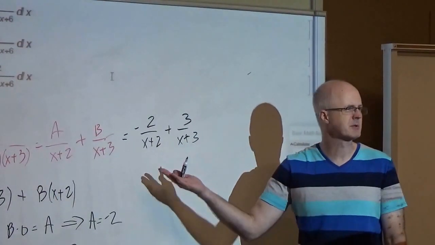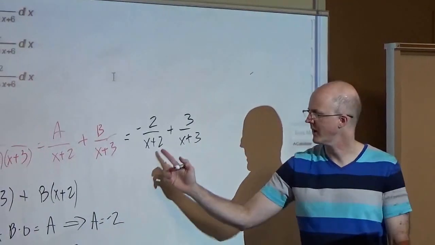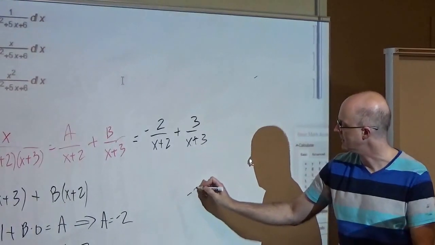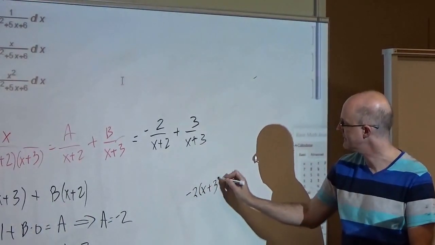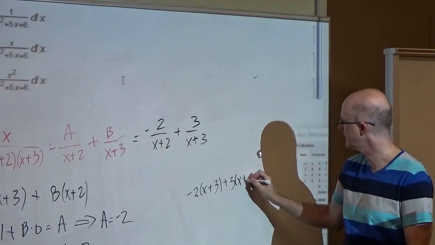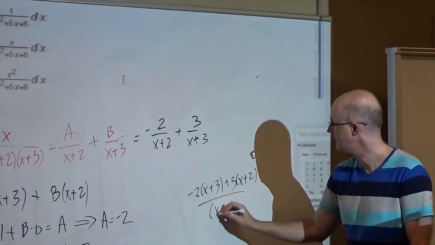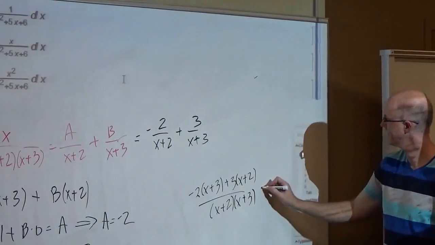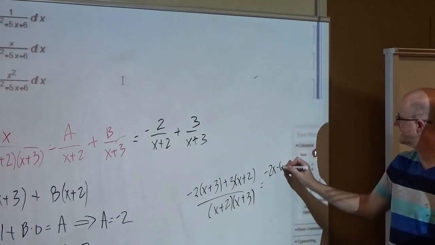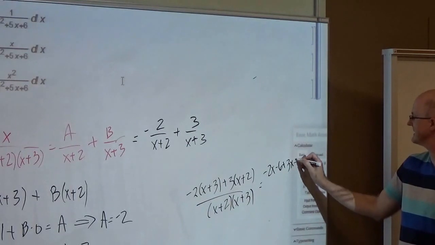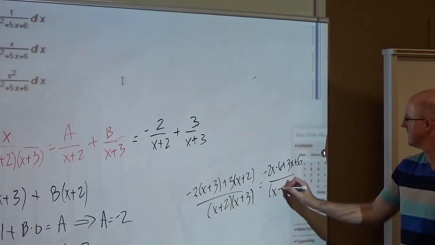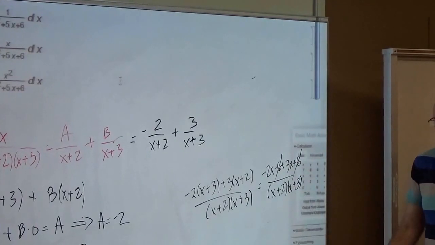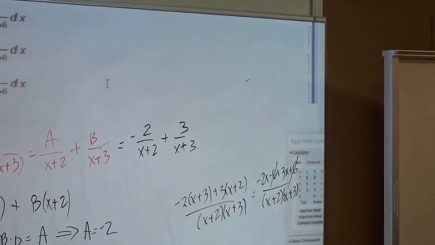By the way, you can always double check this by going backwards. You can try to combine these fractions by getting a common denominator. You can always check it. In this case, it would look like this when you check it. Hopefully the top simplifies to x. -2x minus 6 plus 3x plus 6 on top. And the 6's cancel, and the 3x minus 2x is an x. It checks.